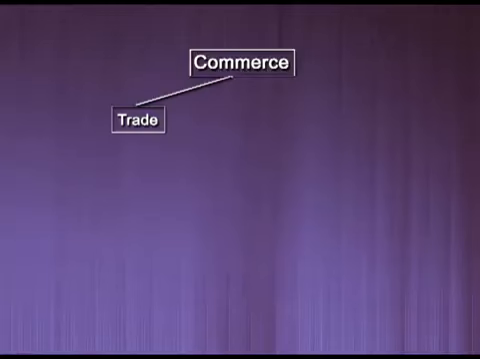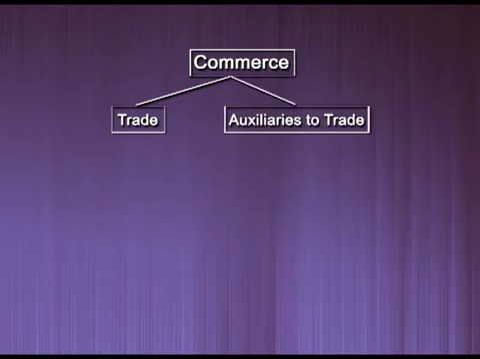The other classification of business activity is commerce. What is commerce? Commerce includes all those activities which are basically connected with the moving of goods from the producer to the ultimate consumers. So, commerce can be divided into two ways. First is trade and the second is auxiliaries to trade.